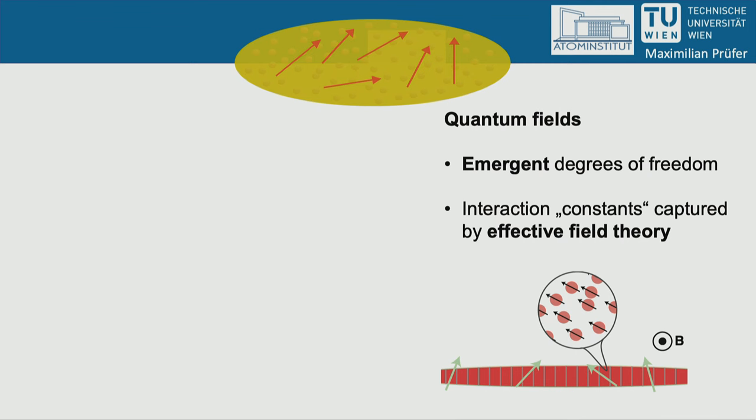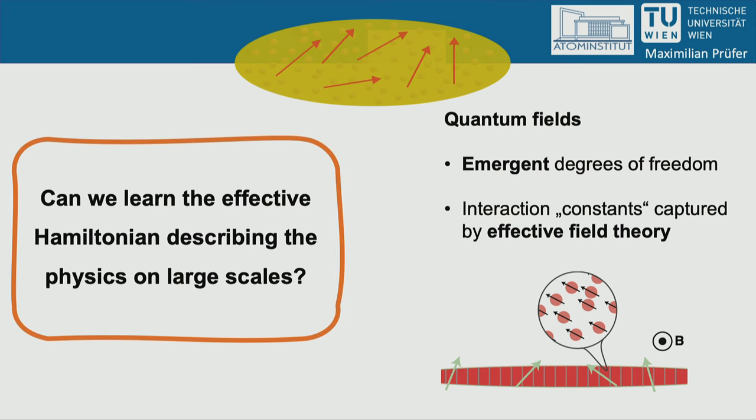We call these quantum fields. We seek descriptions of these emergent degrees of freedom by effective field theories. The effective interaction constants should be captured by these effective field theories. And now what we wanted to ask is, can we learn the effective field theory Hamiltonian describing this physics from our experimental measurements?